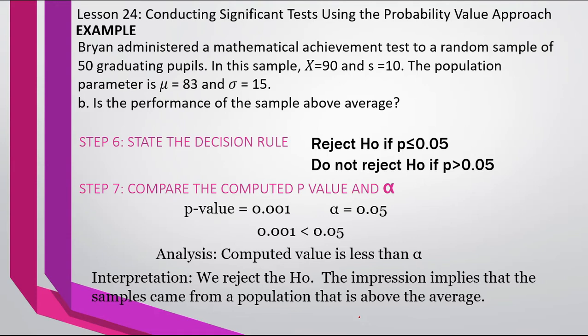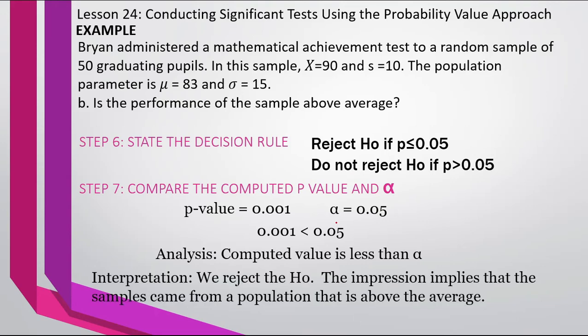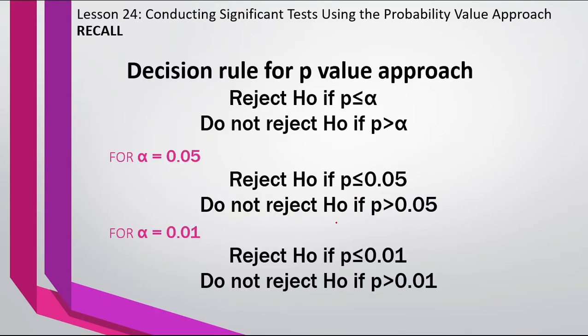So, nakuha na ba? So, ang magiging to? We reject the null hypothesis. Okay? Based on the probability value approach. Kuha ba? Kuha. Very good. Now, let us recall decision rule for p-value approach. Again, dito sa p-value, i-compare lang natin yung computed p-value and the given alpha. We reject if the p-value is less than or equal to alpha, and then we accept or we do not reject the null hypothesis if it is greater than alpha.